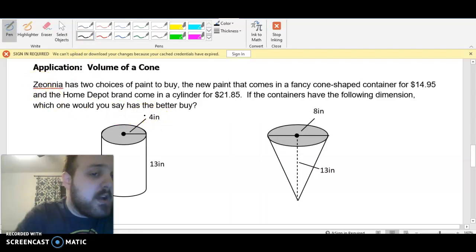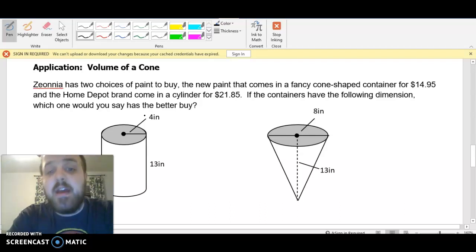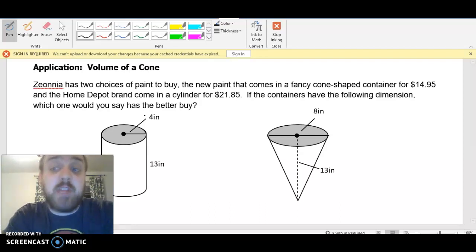So Zeonia has two choices of paint to buy. The new paint that comes in a fancy cone-shaped container is $14.95, and the Home Depot brand comes in a cylinder for $21.85. Now, if you did not know anything about math and you just saw that, you'd immediately say, hey, it sounds like the fancy cone shape is better. It's $14.95. The other one's $21.85. It sounds cheaper to me.